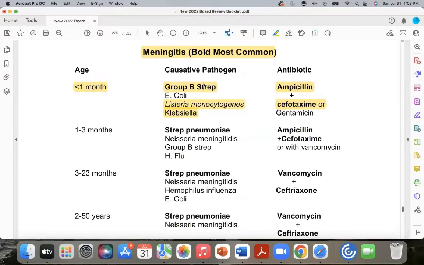Okay. So the most common cause of meningitis in neonates is group B strep. Who's in the back seat? Listeria. And what am I going to have to put in the back seat to cover for Listeria? Ampicillin. Does everybody see this?